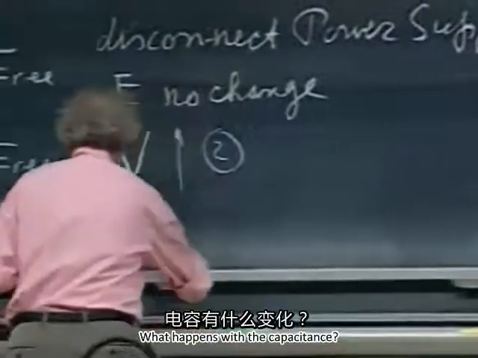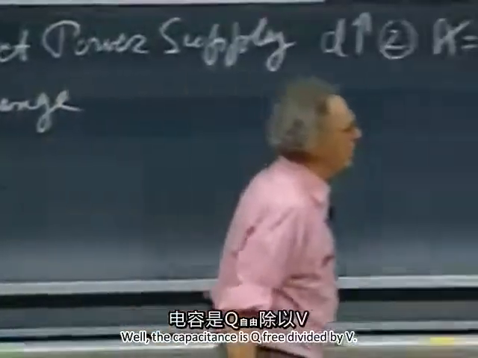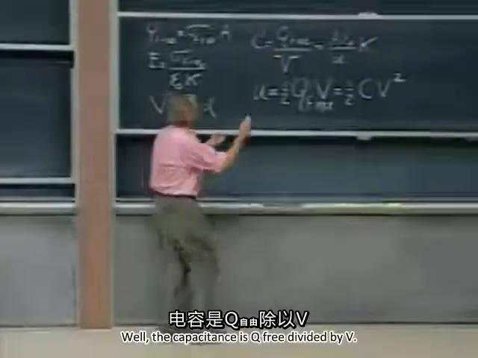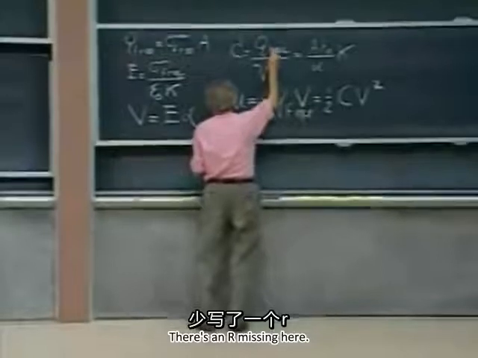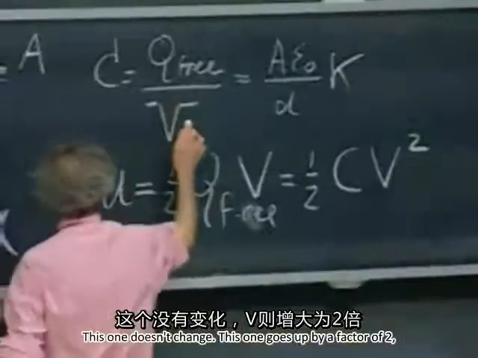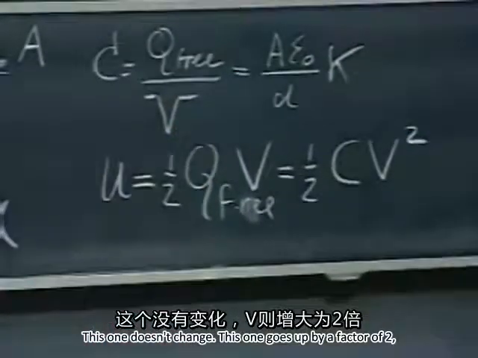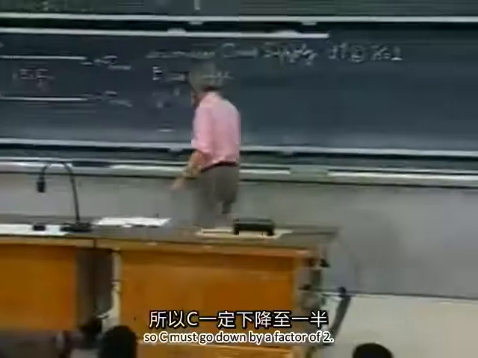What happens with the capacitance? Well, the capacitance is Q free divided by V. There's a V missing here. This one doesn't change. This one goes up by a factor of 2, so C must go down by a factor of 2.